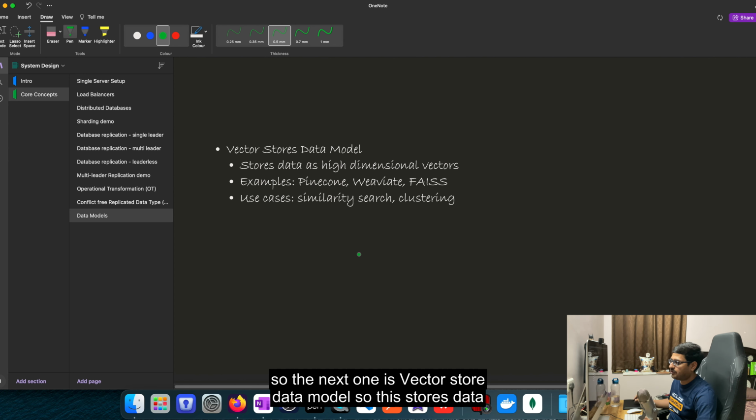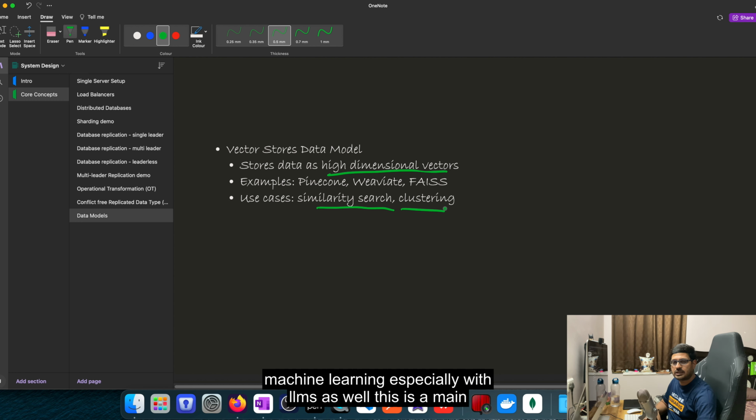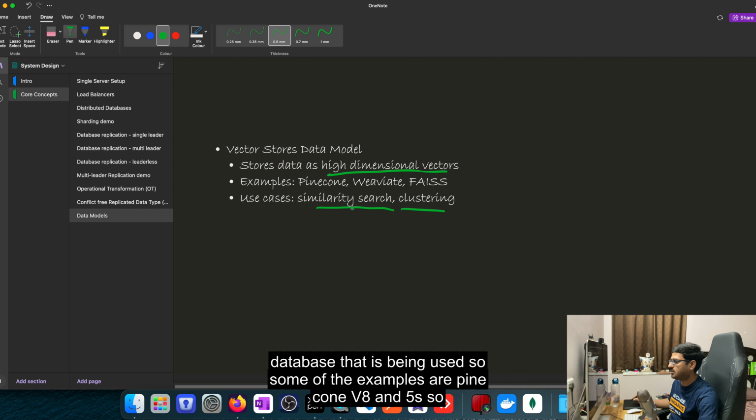So the next one is vector store data model. So this stores data as high dimensional vectors. This is mainly used for similarity search, and this is a common database that is being used in machine learning, especially with LLMs as well. This is a main database that is being used. Some of the examples are Pinecone, Weaviate and FAISS.